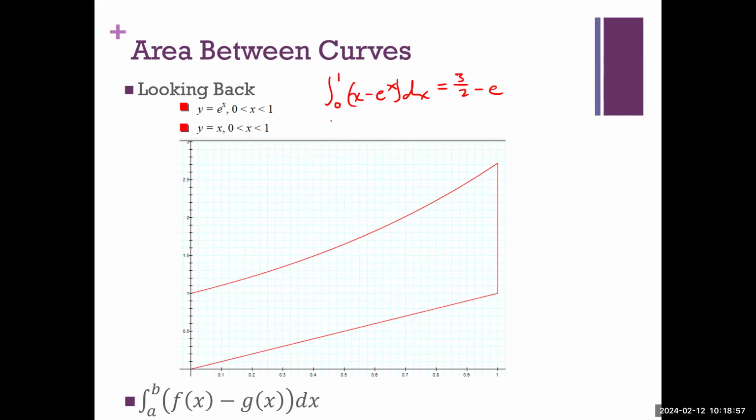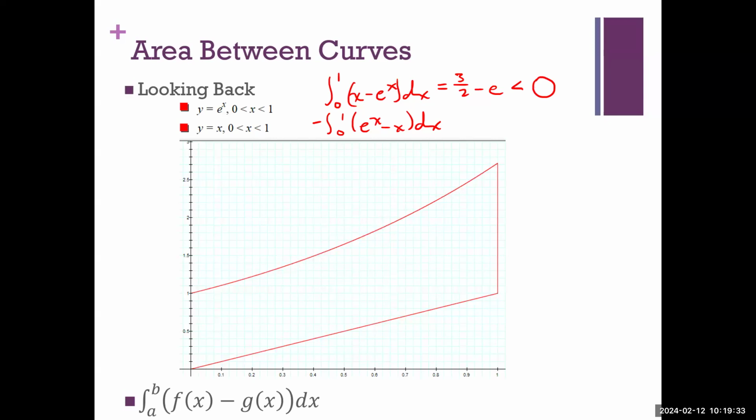Another way I can show this is this. Would we agree that this integral I already wrote is the same as negative the integral from 0 to 1 of e to the x minus x dx? Basically, I factored out a -1 from inside the integral and brought it to the outside. So is 3 halves minus e positive or negative? 3 halves is 1.5, e is about 2.7. So that'll give us a negative number.